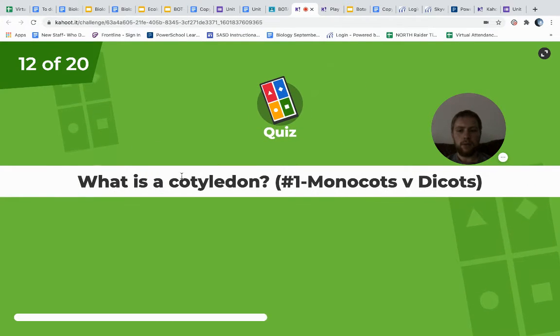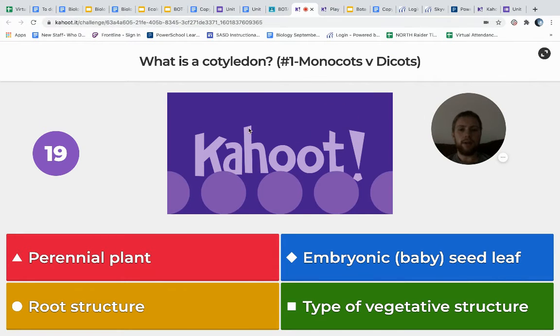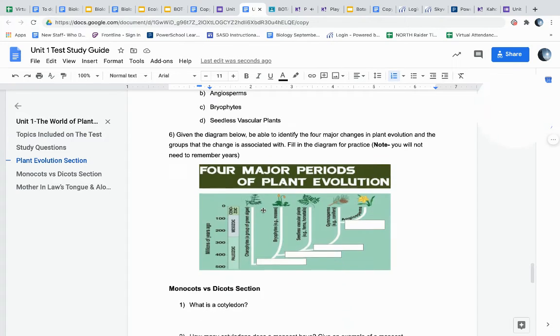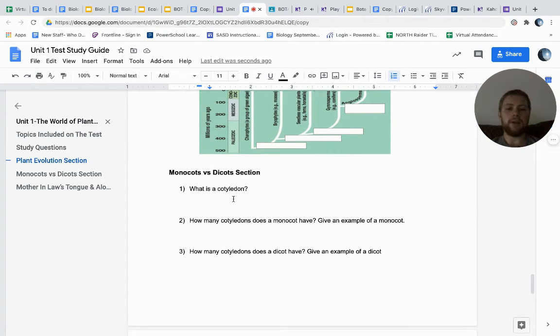12. What is a cotyledon? Now we are into a new section. We are in the monocots dicots section. So what is it? It's not a root structure. It's not a vegetative structure that we talked about. Not a perennial plant. It is an embryonic or baby seed leaf. And if you're looking for where this is in your study guide, it would be monocots dicots.